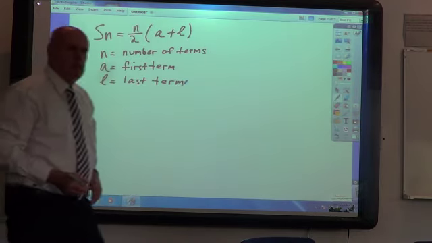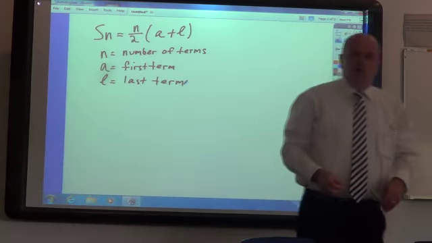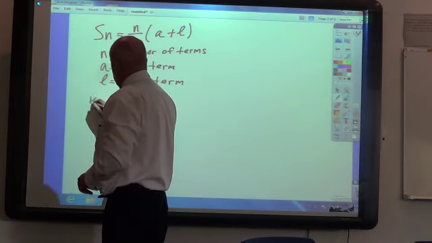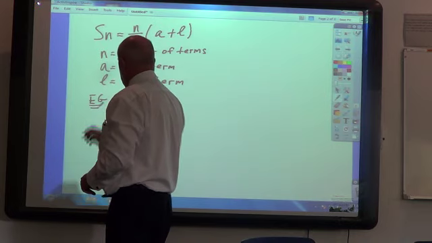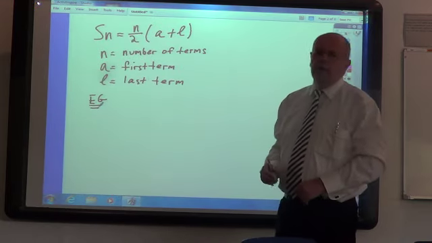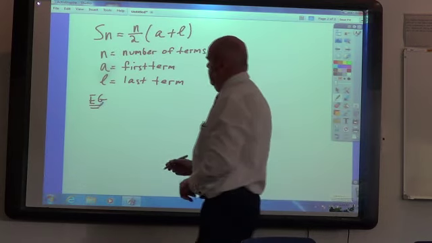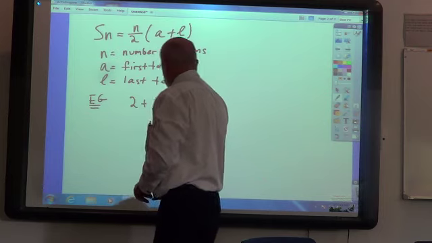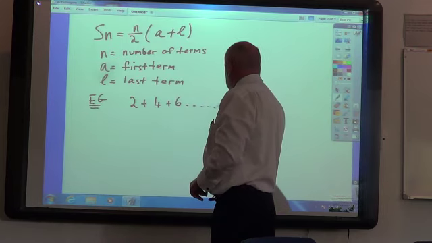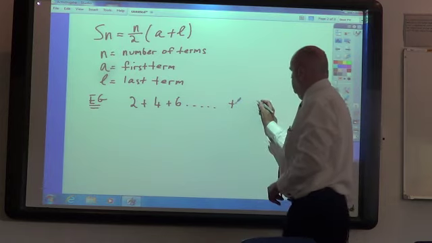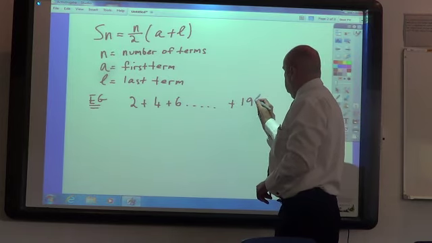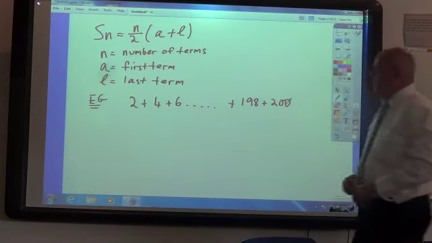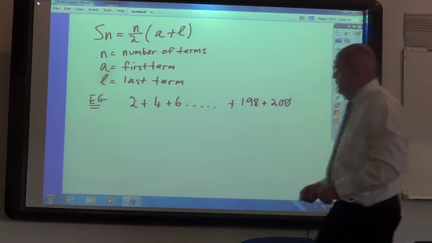Okay. Now, that formula is useful in this sort of situation. If I wanted to sum, say, the even numbers between 2 and 200, it would look like this. You don't have to write, obviously, every term out. And that's enough information to indicate what sort of series it is.